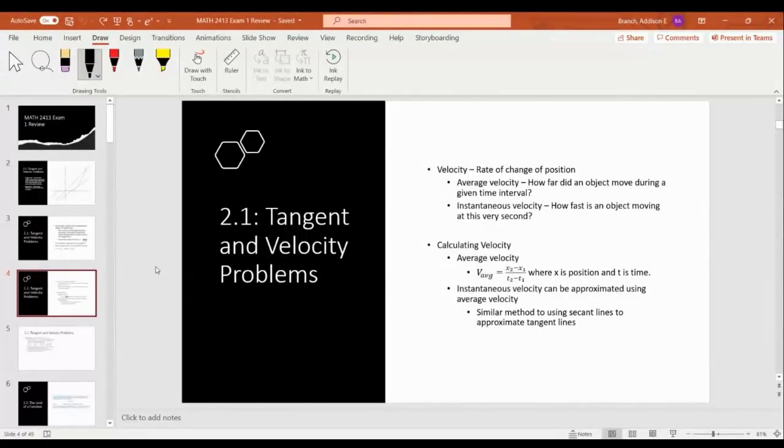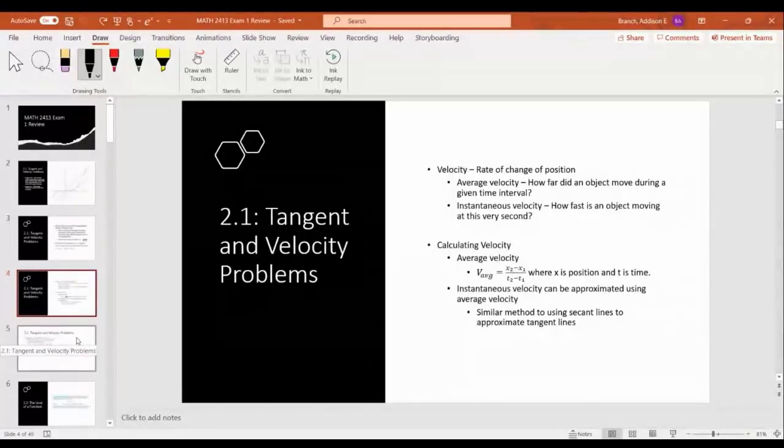For the purposes of this section, when they ask you to calculate velocity, they're talking about average velocity. Later on in the review, you'll have instances of instantaneous, and usually your prof should clarify which one they want you to solve for. When you're solving for average velocity, it'll be pretty much the slope formula again: average velocity is equal to your change in position over your change in time. And instantaneous velocity can also be approximated using average velocity, in a similar way that secants can be used to approximate tangents.